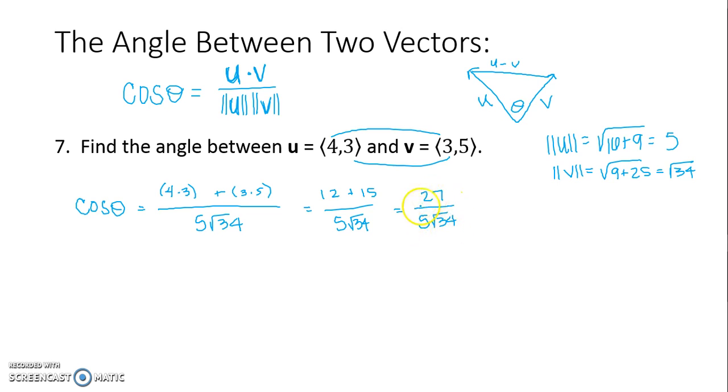You can rationalize this if you want, but this isn't my final answer, so there's really no need to rationalize it. Simply do your cosine inverse of that. Do be careful with parentheses around that denominator. So when I do cosine inverse of 27 over 5 radical 34, I get 22.2 degrees. That is the angle between those two vectors.